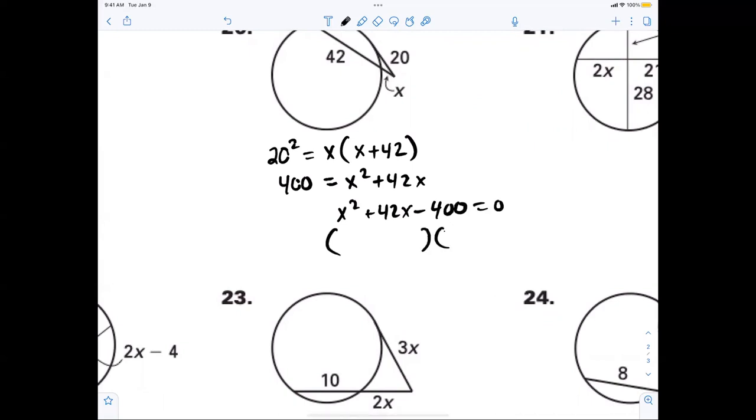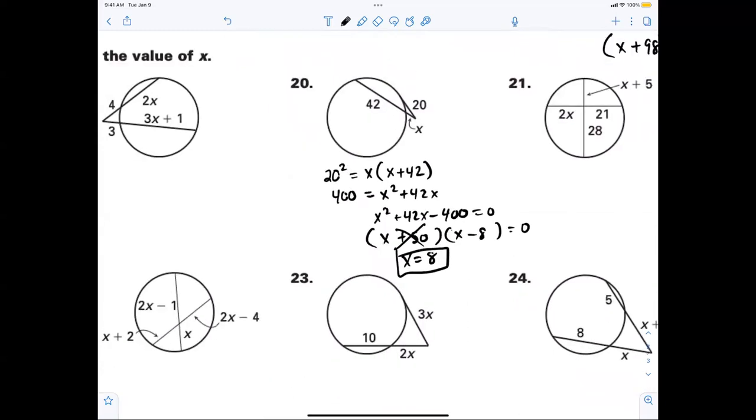So I'm sure this factors. We just have to be patient. Let's try to figure out what are the factors of 400 that make 42. What is it? 50 and what? Wow, very good. So it's X plus 50 and X minus 8. Thank you, guys. And so my answer was X equals what? 8, right? We don't even have to worry about the positive 50 because that will give us a negative length.